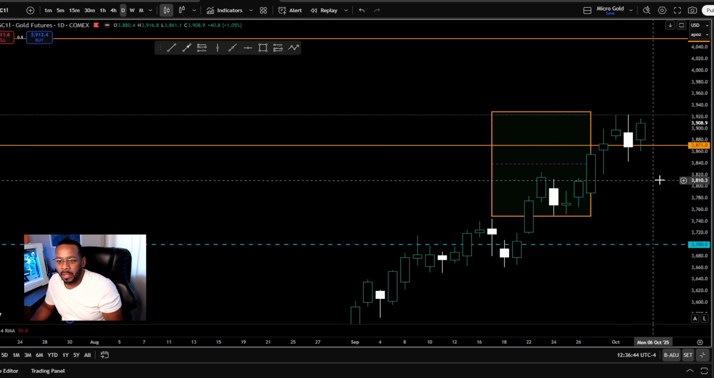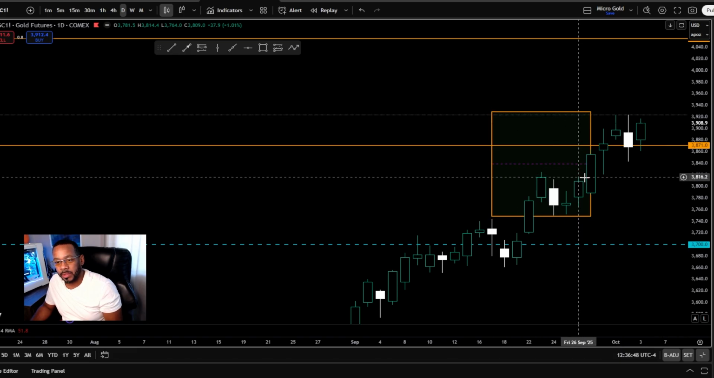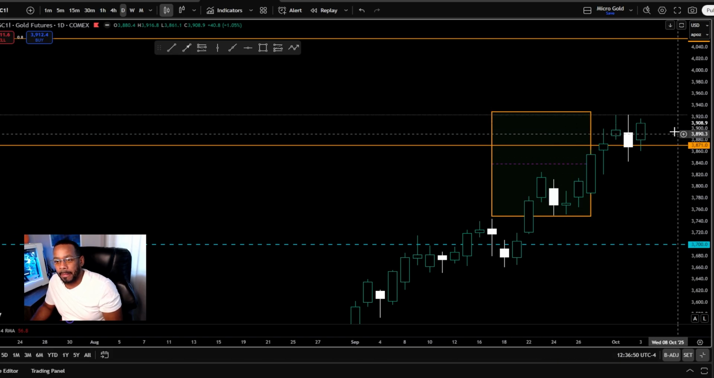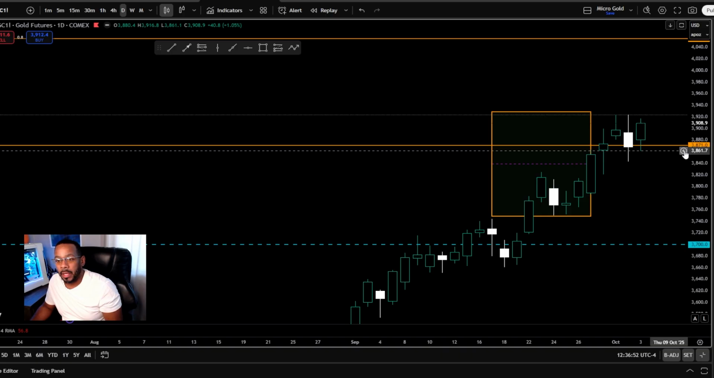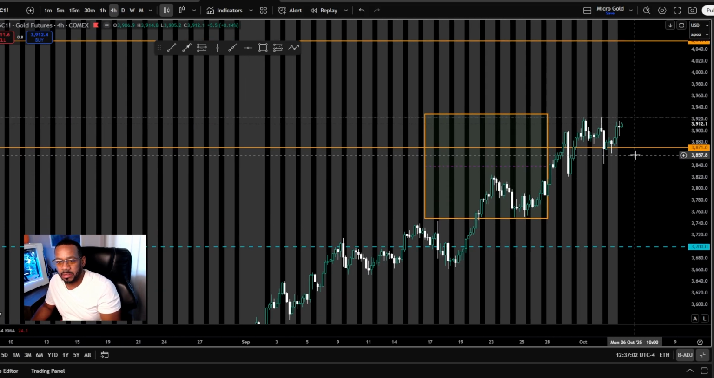Step 3 is what? Where's our refinement area? So we're looking for our refinement area. It looks like it's down here below this 50% mark. And if it doesn't come there, we'll look on the 4-hour real quick. And then we're looking for our confirmation. So that's, again, everything I just said earlier. Just looking for that confirmation.